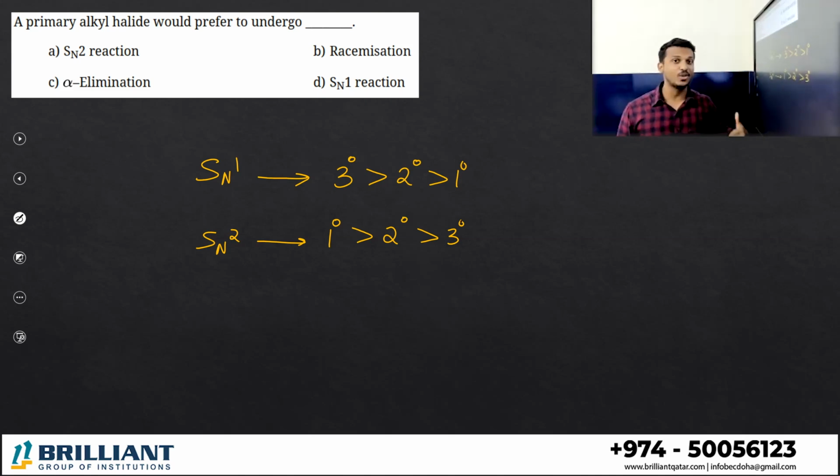Why is primary greater in SN2? The SN2 mechanism favors less sterically hindered haloalkanes. Tertiary has many bulky groups. Primary has less bulky groups, so steric hindrance is very low and attack is very easy for the nucleophile. So the SN2 mechanism is favored in primary haloalkane. Answer is option A. Primary haloalkane prefers to undergo the SN2 mechanism. Tertiary haloalkane prefers to undergo the SN1 mechanism. Okay, keep in mind. Next one.